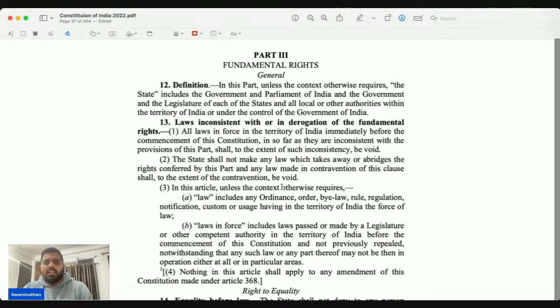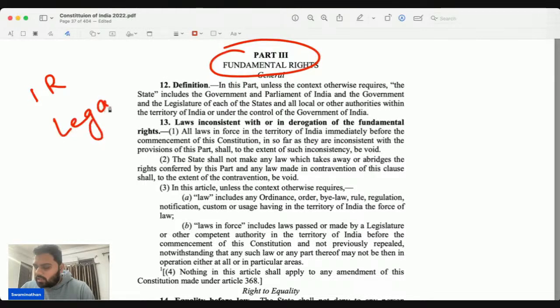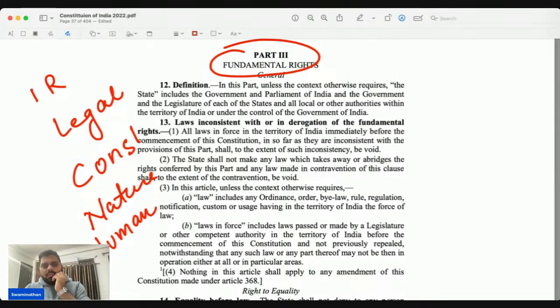There are three categories of rights. There are other categories of rights as well. I'll simply try to explain the difference between them. One is fundamental right, it is mentioned here. Another is legal right. Another is constitutional right. And then you can have natural right. You can also have human right. So there are different categories of rights.